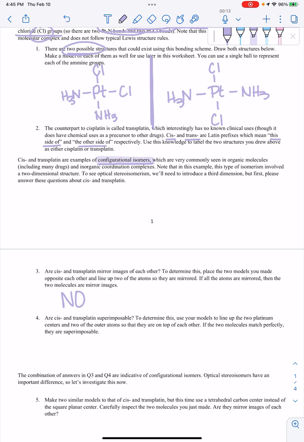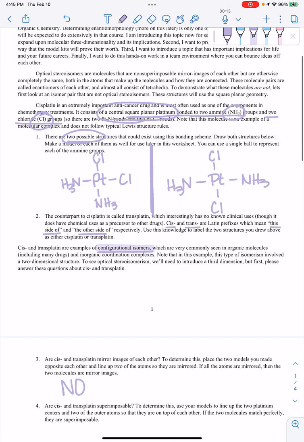And so then we can also look for superimposable images for these two structures in question number 4. To do that, superimposable just means that you can completely overlap each of the structures and all of the groups match up to each other. And so I'm just going to grab this whole thing and move it.